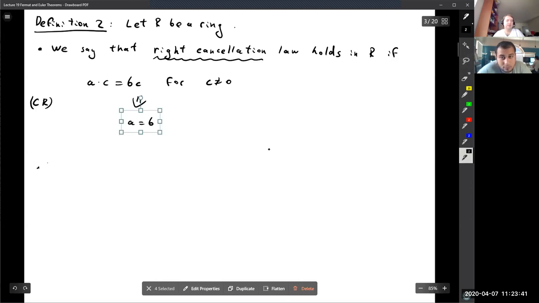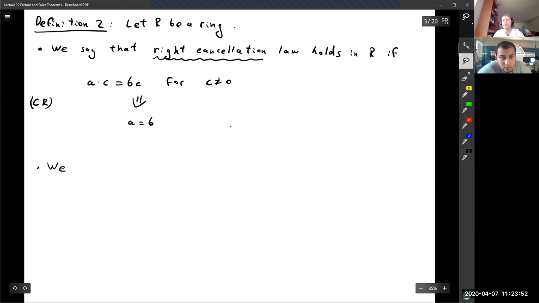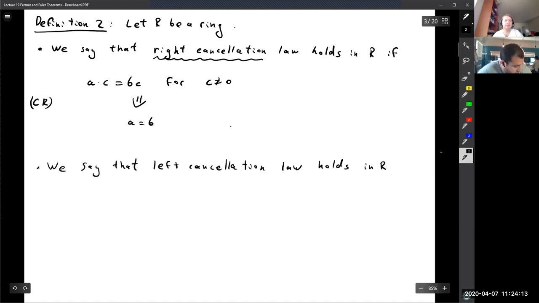And similarly, we say that left cancellation law holds in R if the same story: C times A equals C times B for non-zero C implies that A equals B. That's the left cancellation law, CL.